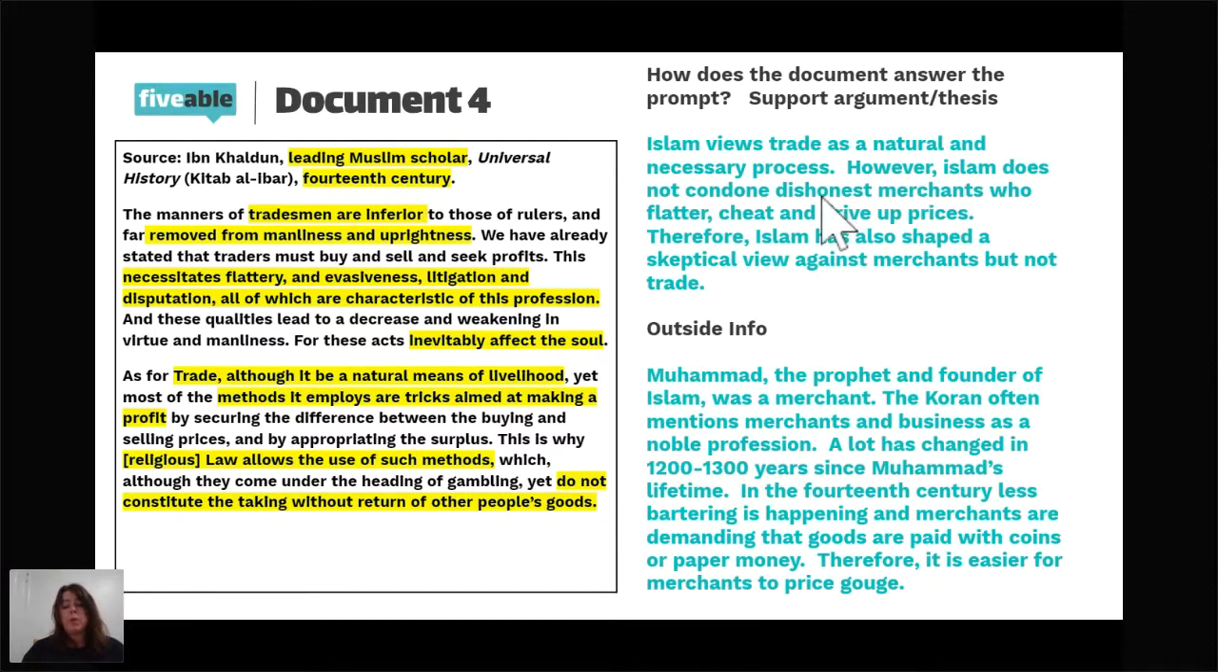So this would pair well with, if we're thinking about paragraphs, we might put this one in with the Christianity one.